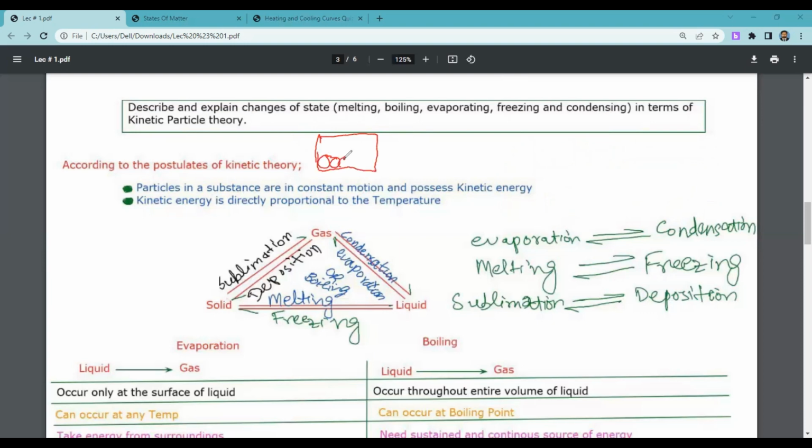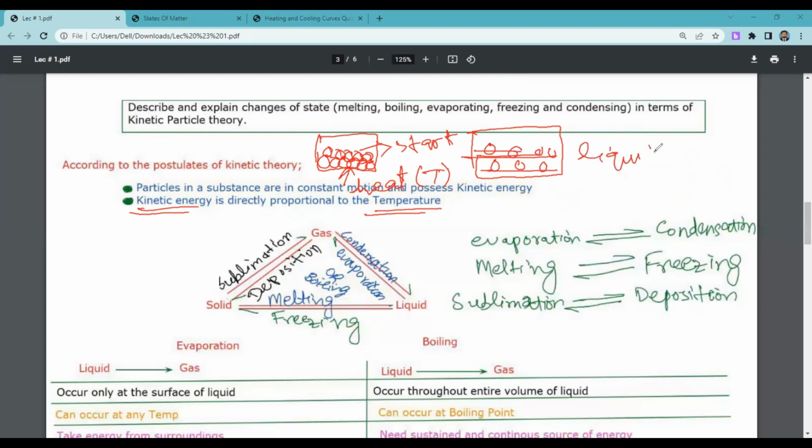This is a solid. Its particles are in a very compact arrangement. If we give them heat in the form of energy, in the form of temperature, their molecules will start moving, because according to this postulate, the kinetic energy is proportional to temperature. We are increasing temperature, so kinetic energy will also increase. And if kinetic energy increases, their particles will be far from each other, and this state will become the liquid state.